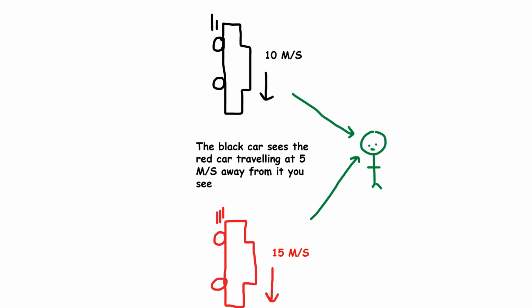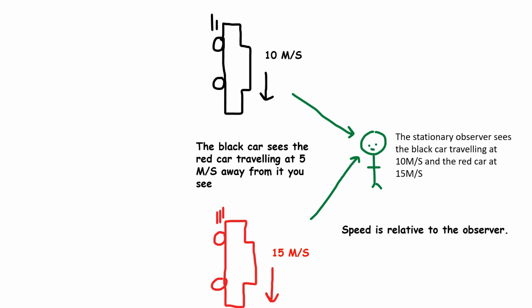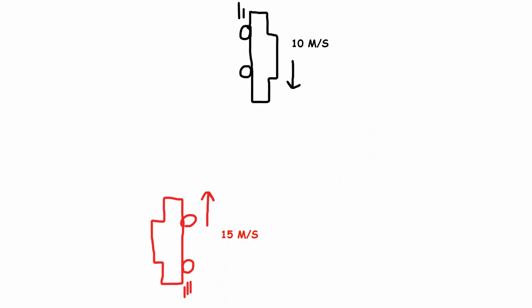Take this green person standing on the pavement or the sidewalk watching the cars go past. At what speed do they see the cars traveling? Well, they see the black car going at 10 meters a second and the red car going at 15 meters a second. So you see, speed is relative to who's watching, from what position, and whether they're moving or stationary, and how fast they're moving.